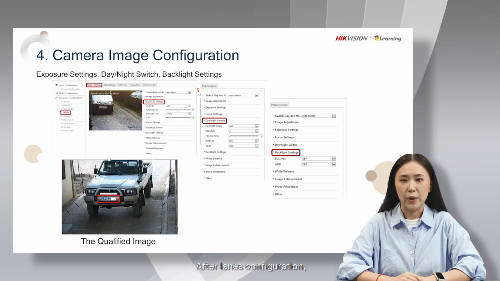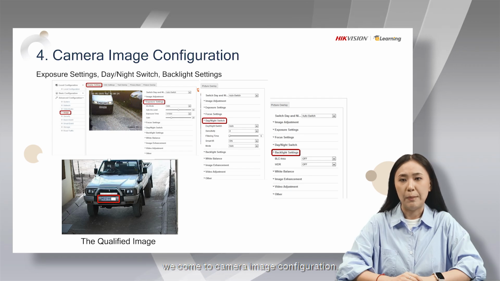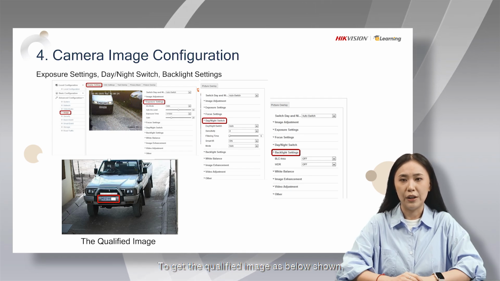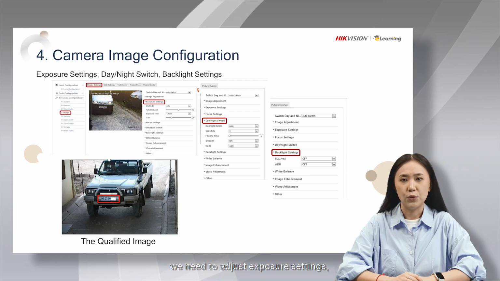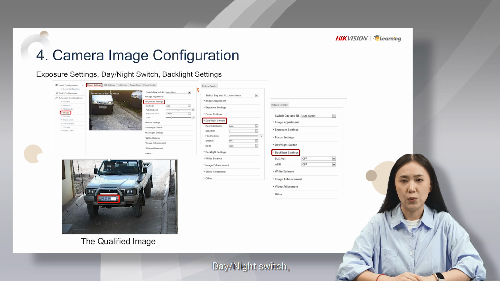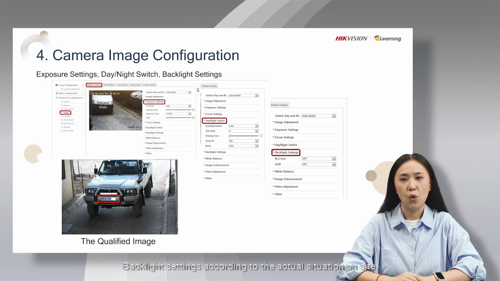After lanes configuration, we come to camera image configuration. To get the qualified image as below shown, we need to adjust exposure settings, day or night switch, blacklist settings according to the actual situation on site.